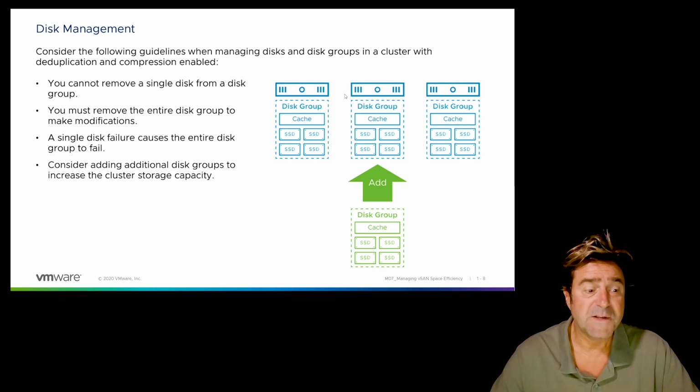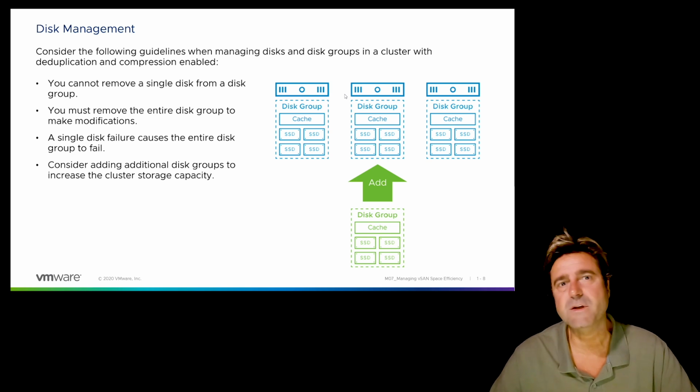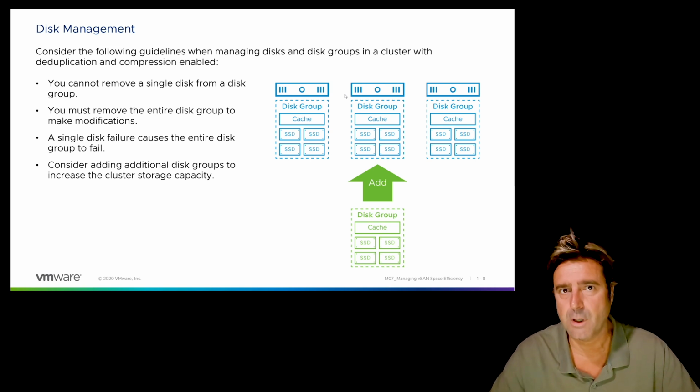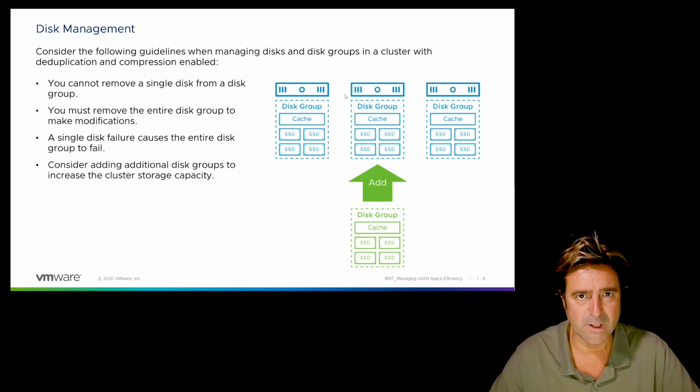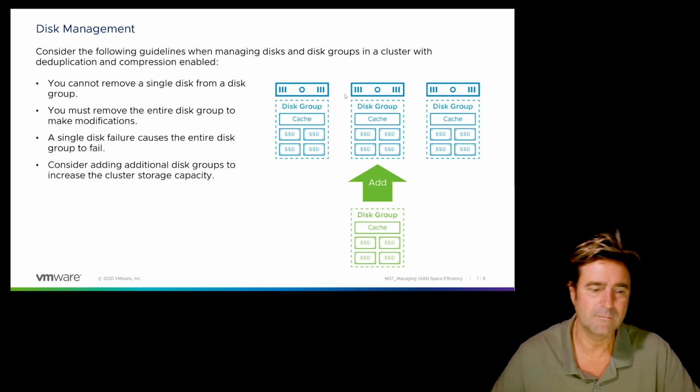And bullet number 3 says a single disk failure causes the entire disk group to fail, which means you may really want to consider having multiple disk groups instead of one per host. It's always a good idea to have multiple disk groups and ideally multiple controllers per host. Here in class, remember, we only have one disk group per host. And if you think about it, we only have one capacity disk per disk group. So here in class, no matter what you do, if you try to remove the disk from the disk group, you're taking apart the disk group. But remember, you would have to take apart the disk group to repair one single drive.